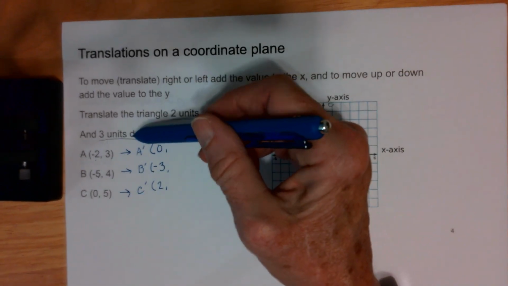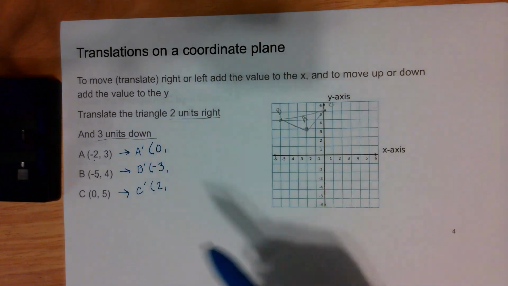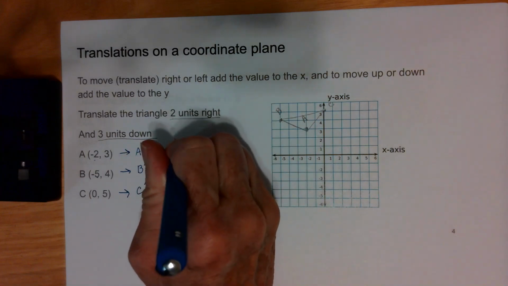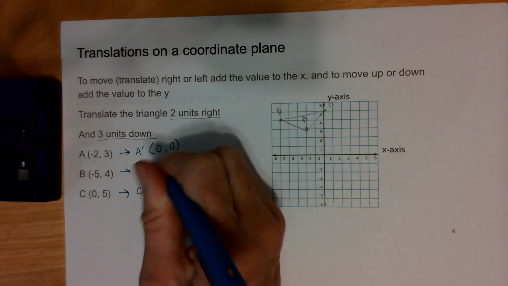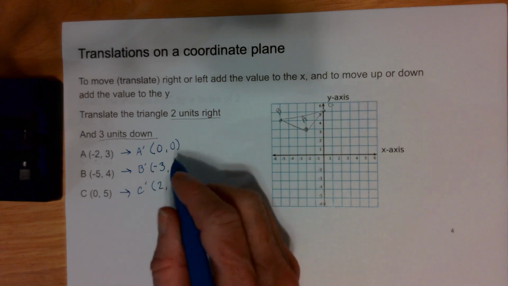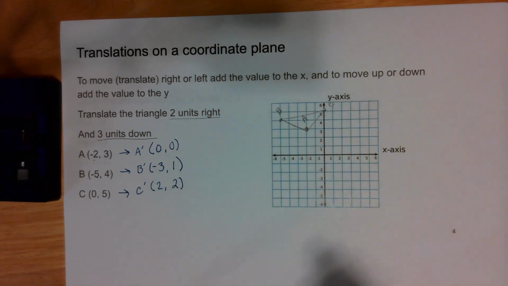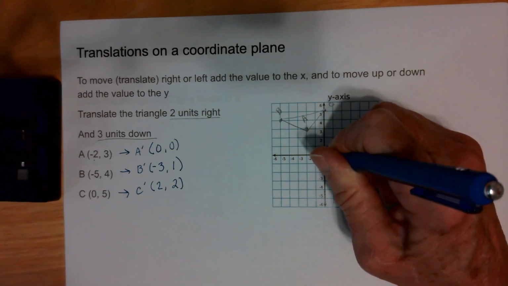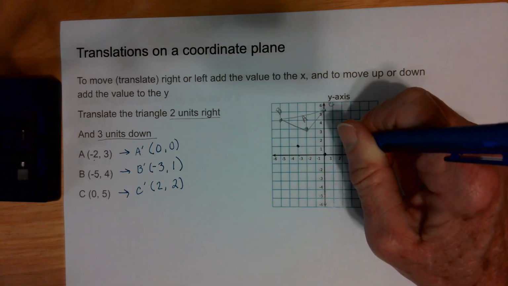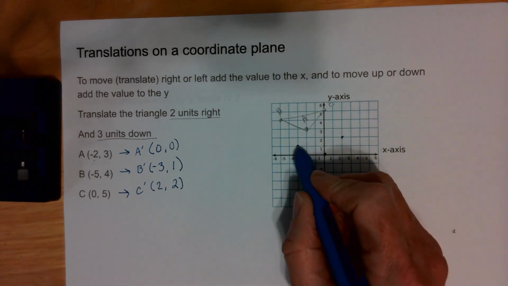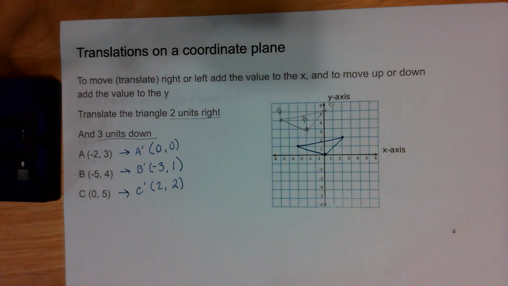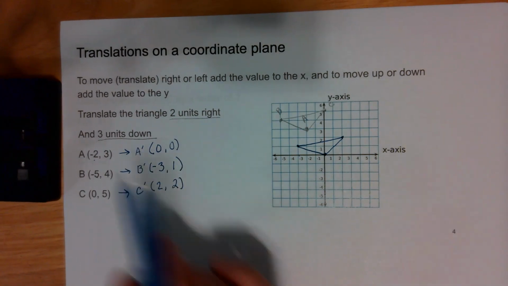But now I have to go 3 units down. So down would be like adding a negative to it. So I'm going to add negative 3 to my y. So this is 0, 0. This would be negative 3, 1, because when I add negative 3 to the 4, I get 1. When I add negative 3 to the 5, I get 2. So I would graph this 0, 0, negative 3, 1, and 2, 2. So what happens is this thing translates, or slides, 2 to the right and 3 down.